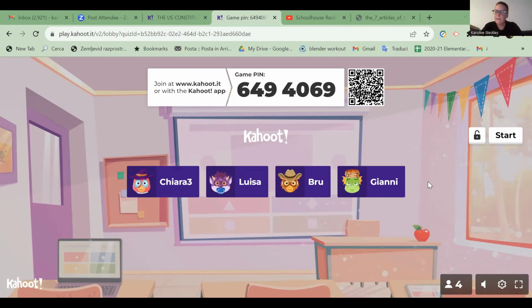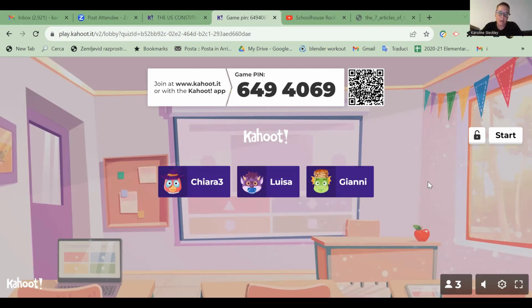Okay, so those are the 10 original Bill of Rights. They all came out at the same time in 1791. And then after that, there were other amendments that were made throughout time to cover other things, which we'll talk about during our Kahoot.